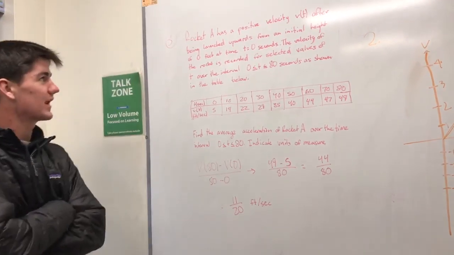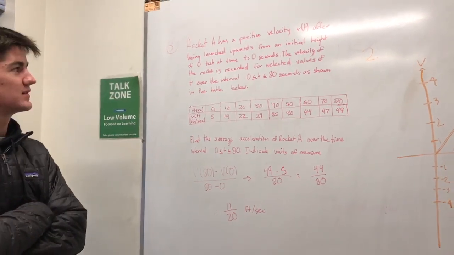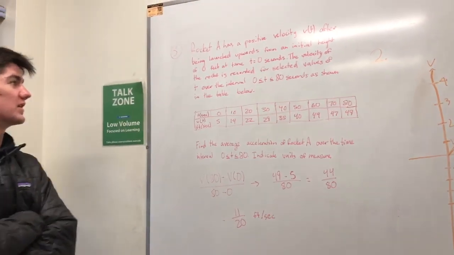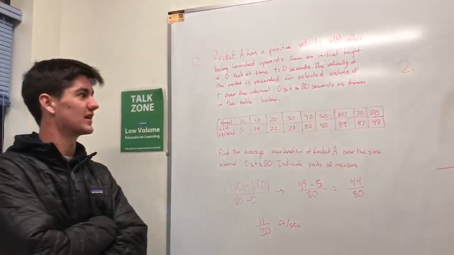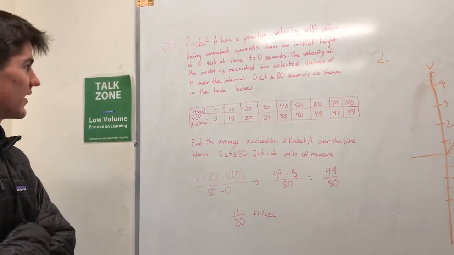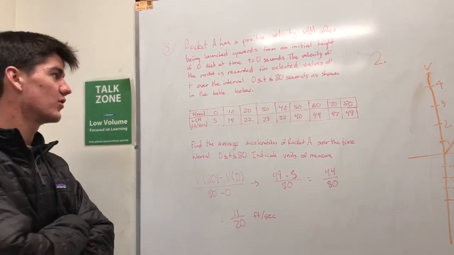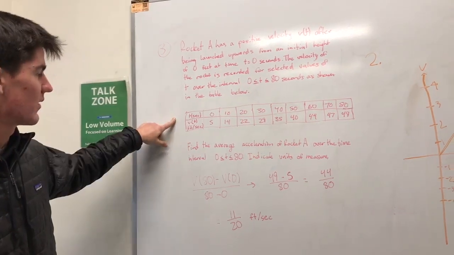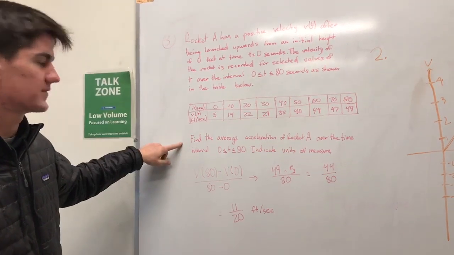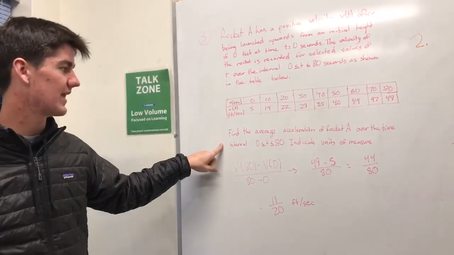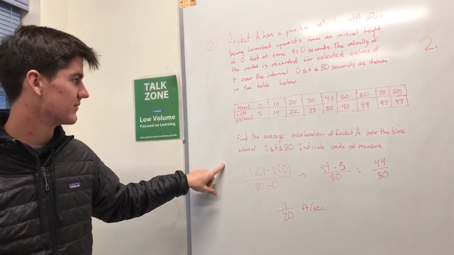It asks, rocket A has a velocity v of t after being launched upwards from an initial height of 0 feet at a time t equals 0 seconds. The velocity of the rocket is recorded for selected values of t over the interval 0 to 80 seconds as shown in the table. So our table right here, and then the question asks to find the acceleration of rocket A over the time interval 0 to 80 and indicate units of measure.